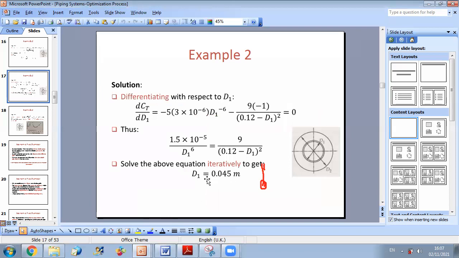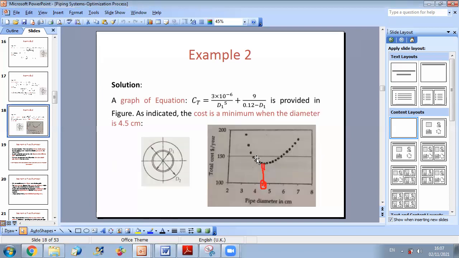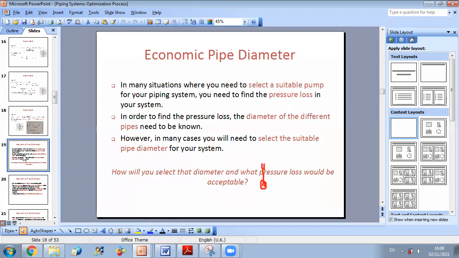We got it's nearly exactly the same. Okay, so if you draw the function, you can graphically find the value of the optimum. But of course the calculation gives you a more accurate result. Okay, so this is how we can solve a certain design problem.